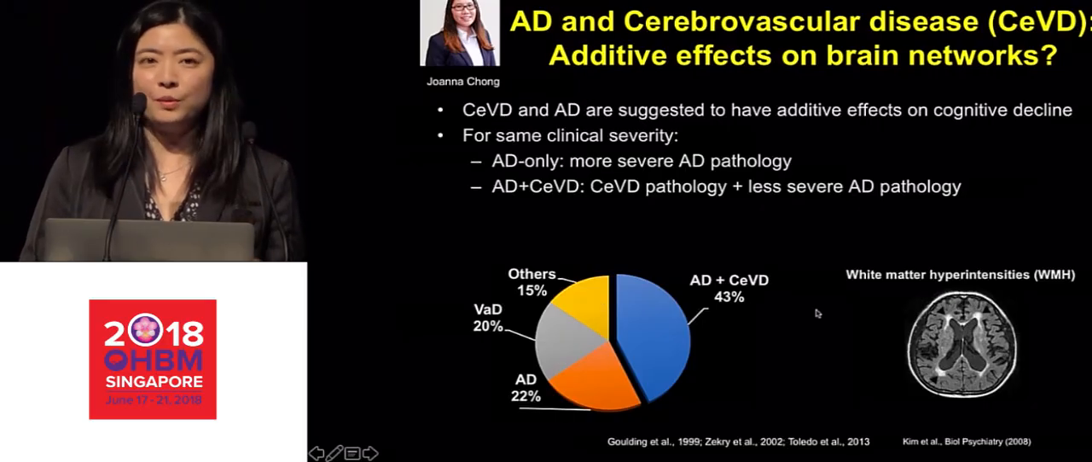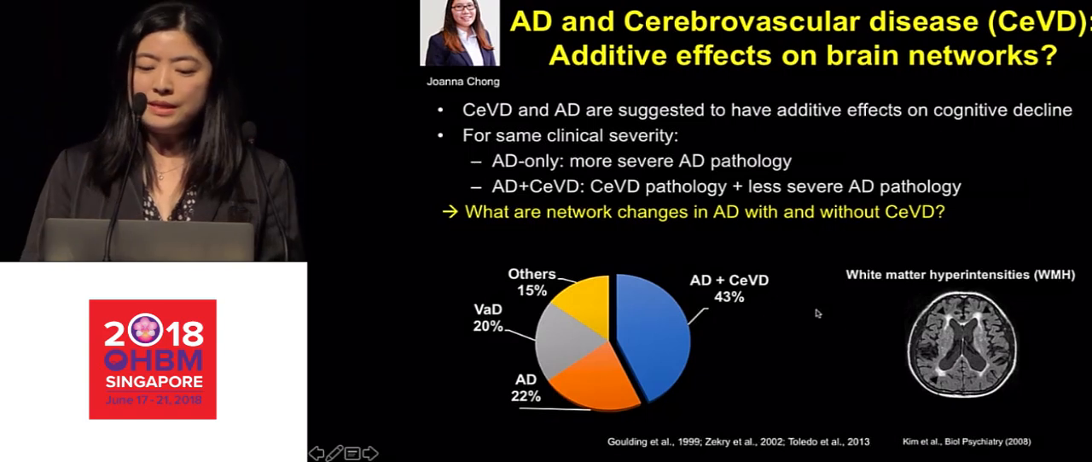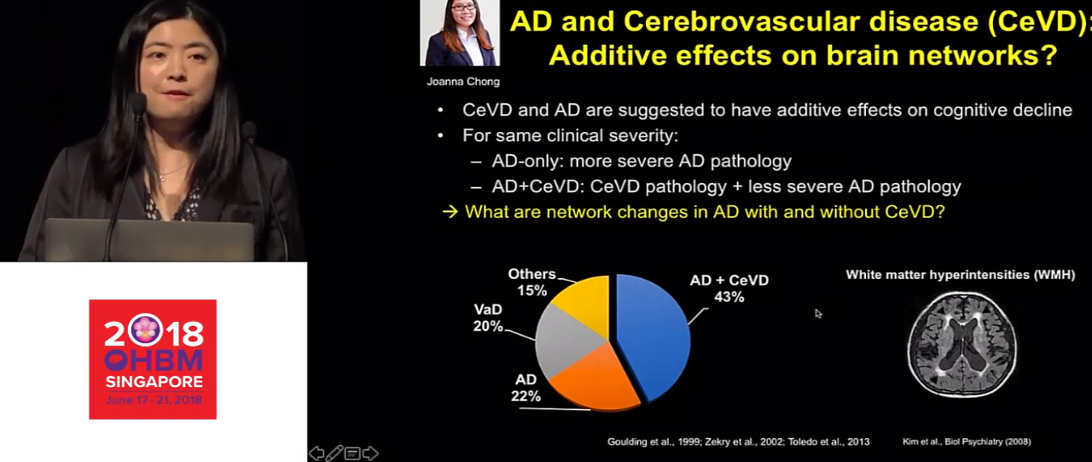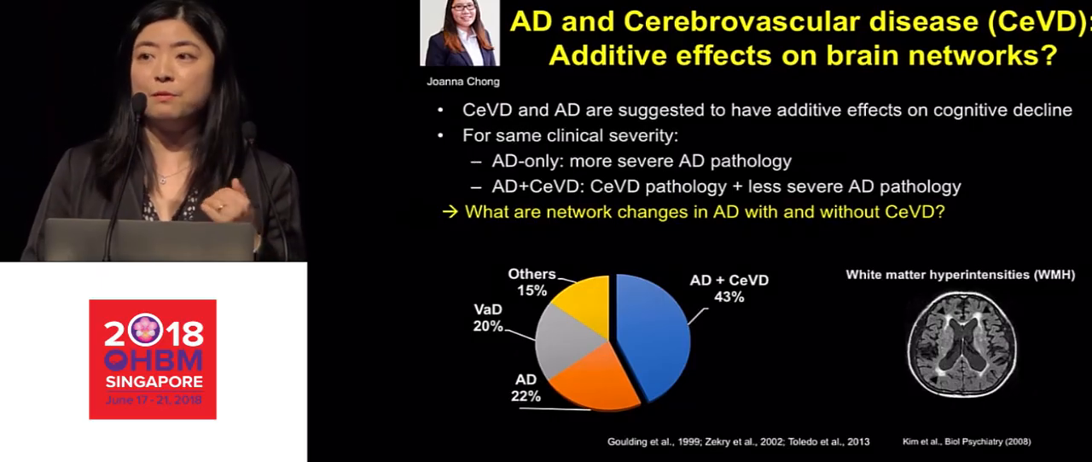So, Joanna Chong, a PhD student from my lab, asked this question: would we see similar or different functional connectivity patterns in AD patients with and without cerebrovascular disease?